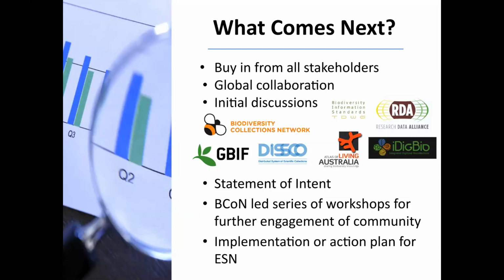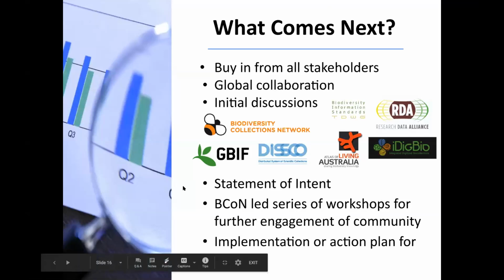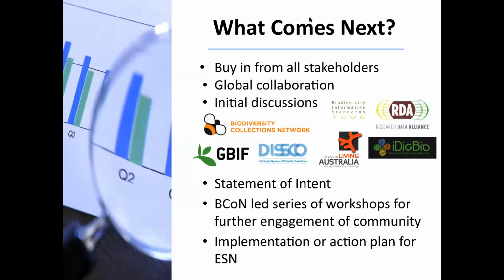And then hopefully that will lead into an implementation or an action plan for the Extended Specimen Network, where we can bring all of these people together. We can fund something both here in the US and internationally in order to be able to take this concept forward and make some serious headway in terms of integrating all of our data together into something that approximates an extended specimen network. And that is all that I have. So I would be happy to answer any questions.